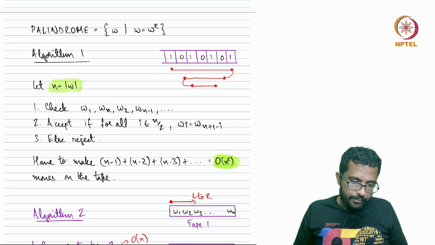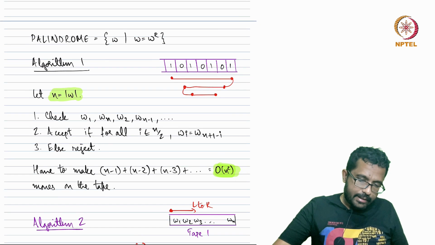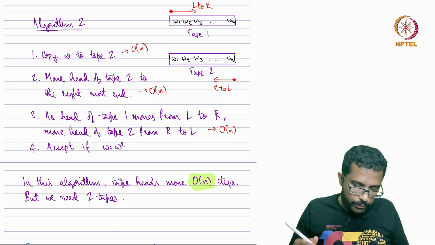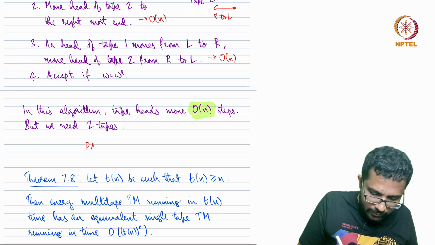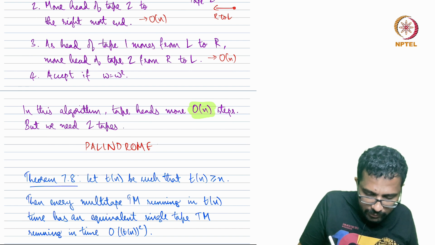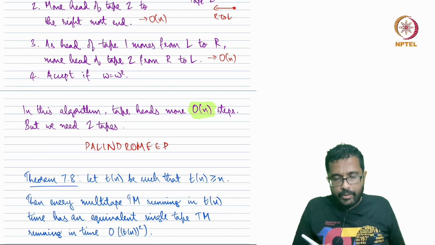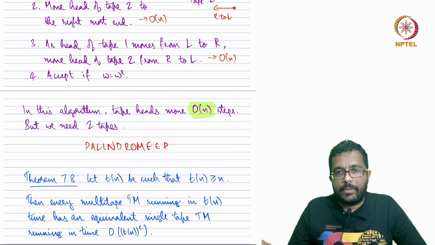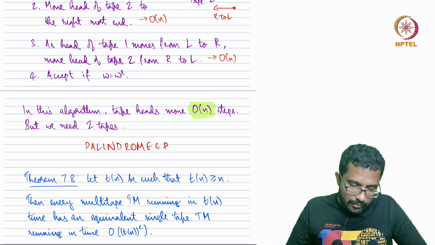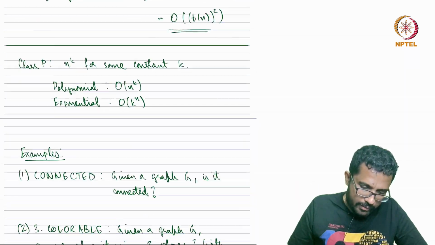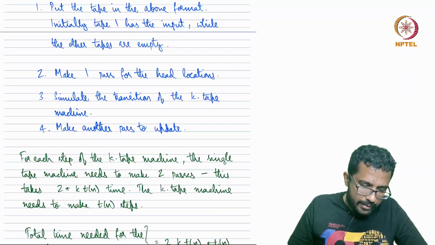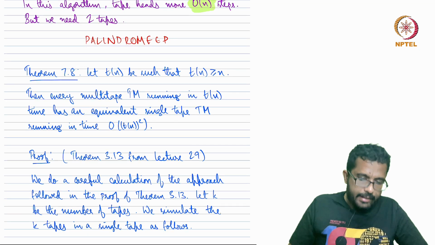So this also shows that palindrome is in P, right? Because n or n squared both are polynomial time, right? So now let us see a general result, right?